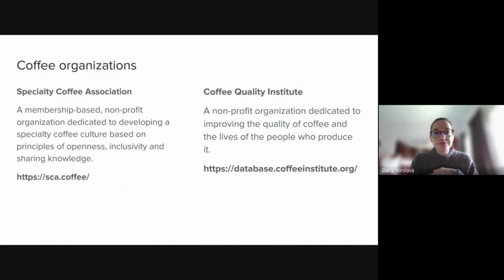And so it was actually the Coffee Quality Institute who developed the standard. And that's why the SCA and CQI share one score sheet, one tasting form, protocol and standards, so they're the same. Why was this standard created?